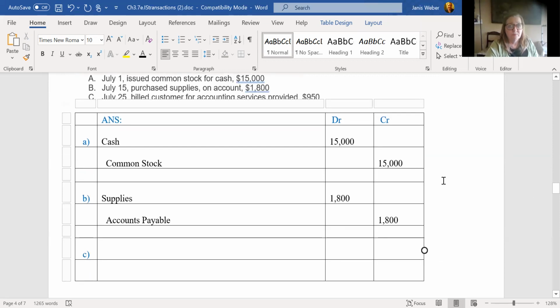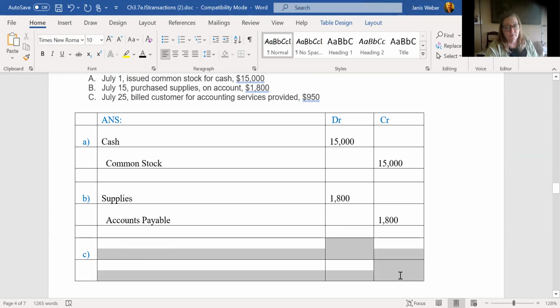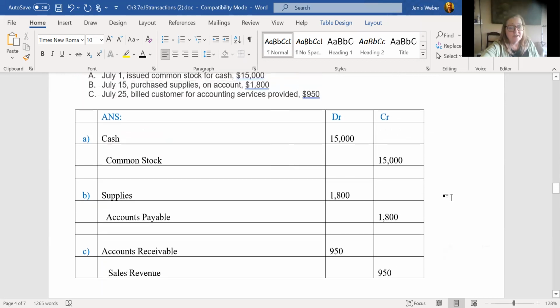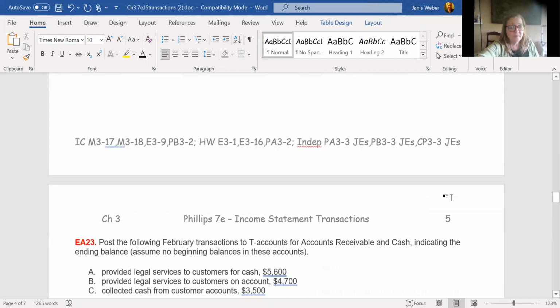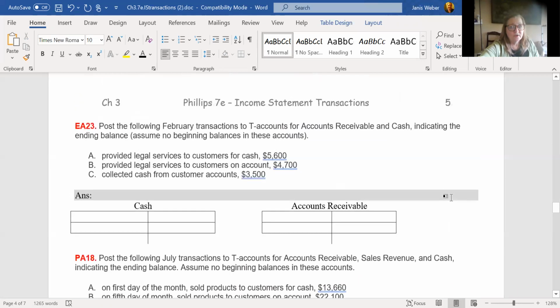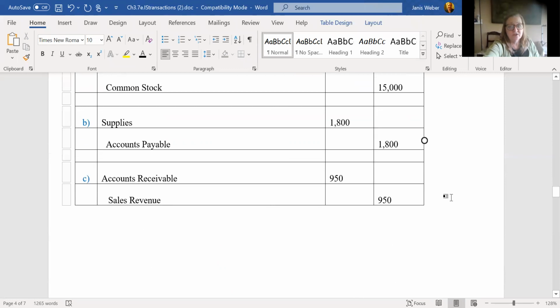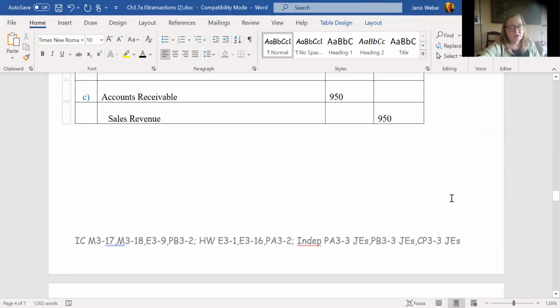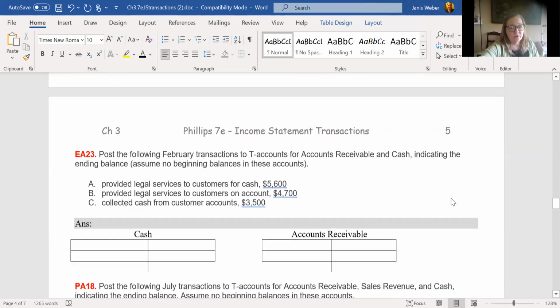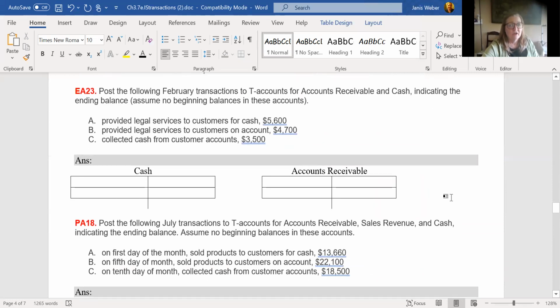Then the third one, billed customers for accounting services. That means you did not get the cash. If you bill a customer, that's accounts receivable $950 and sales revenue $950. Okay, the next one, instead of sales revenue, it could have said service revenue or fees revenue, fees earned. I just said sales revenue right there, which is slightly off.